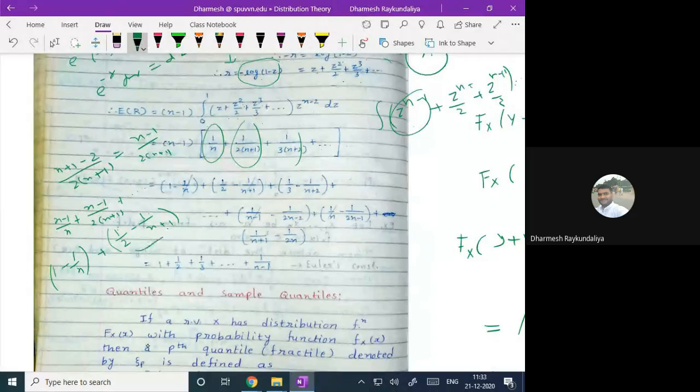So I can write this. Similarly 1 upon 3 minus 1 plus n by 2, likewise, we keep going. This 1 minus n will be cancelled out with this, then 1 minus n will be cancelled out with the previous one, likewise. So finally what remains is 1 plus 1 by 2 plus 1 by 3 up to 1 upon n minus 1, and this is nothing but the Euler constant. So the expected value of range, if you have n observations in order statistics, will be 1 plus 1 by 2 plus 1 by 3 up to 1 upon n minus 1.